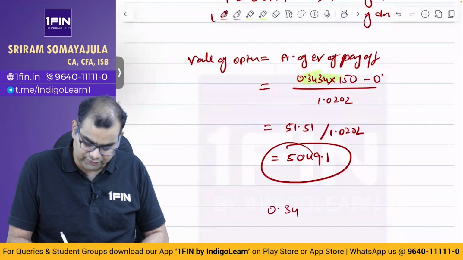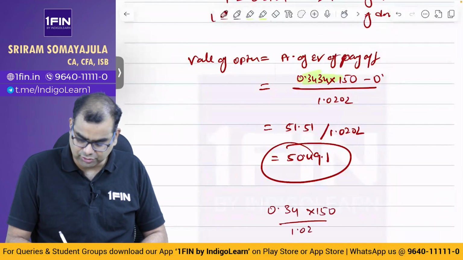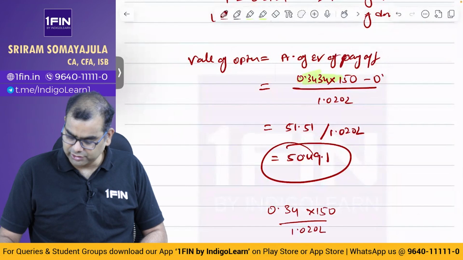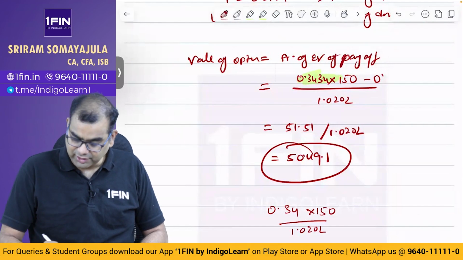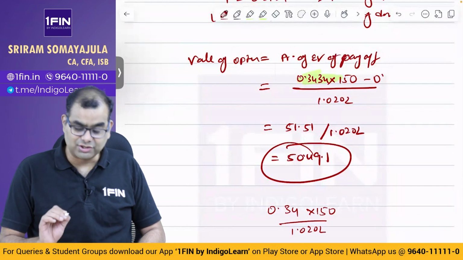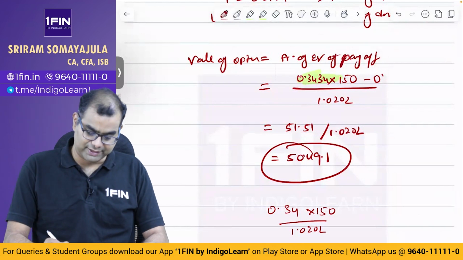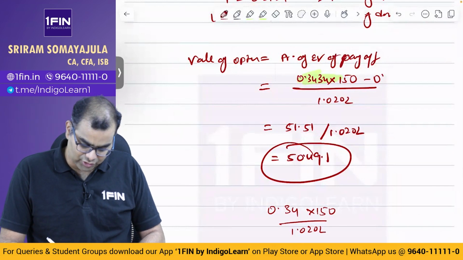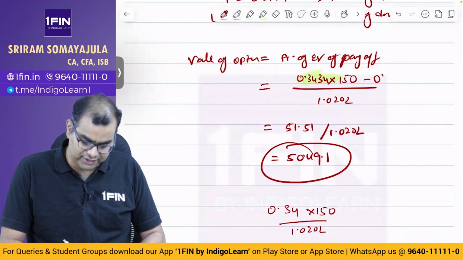If you round off everything to 2 decimals, what will happen? 0.34 into 150 by 1.0202. So 0.34 into 150 divided by 1.0202, you'll get 49.99. You see? Rounding off gives such a big impact. And same way here also. If you round off stuff, you'll get a very, very different answer.